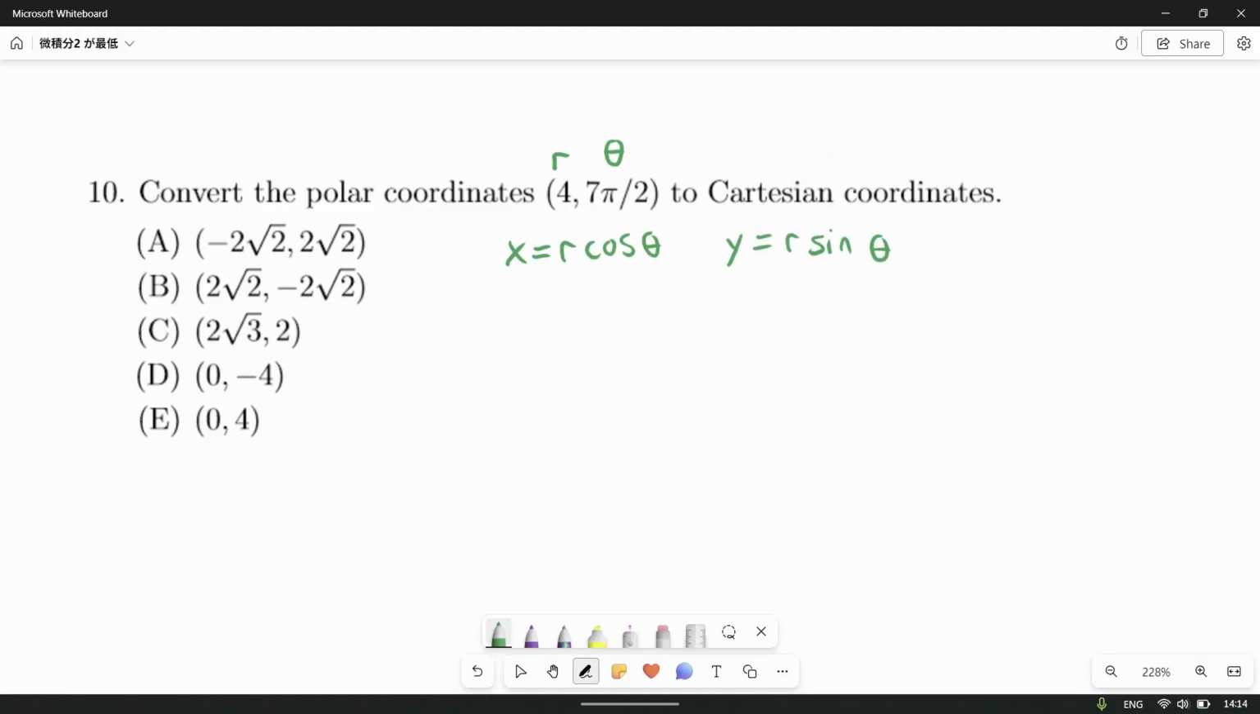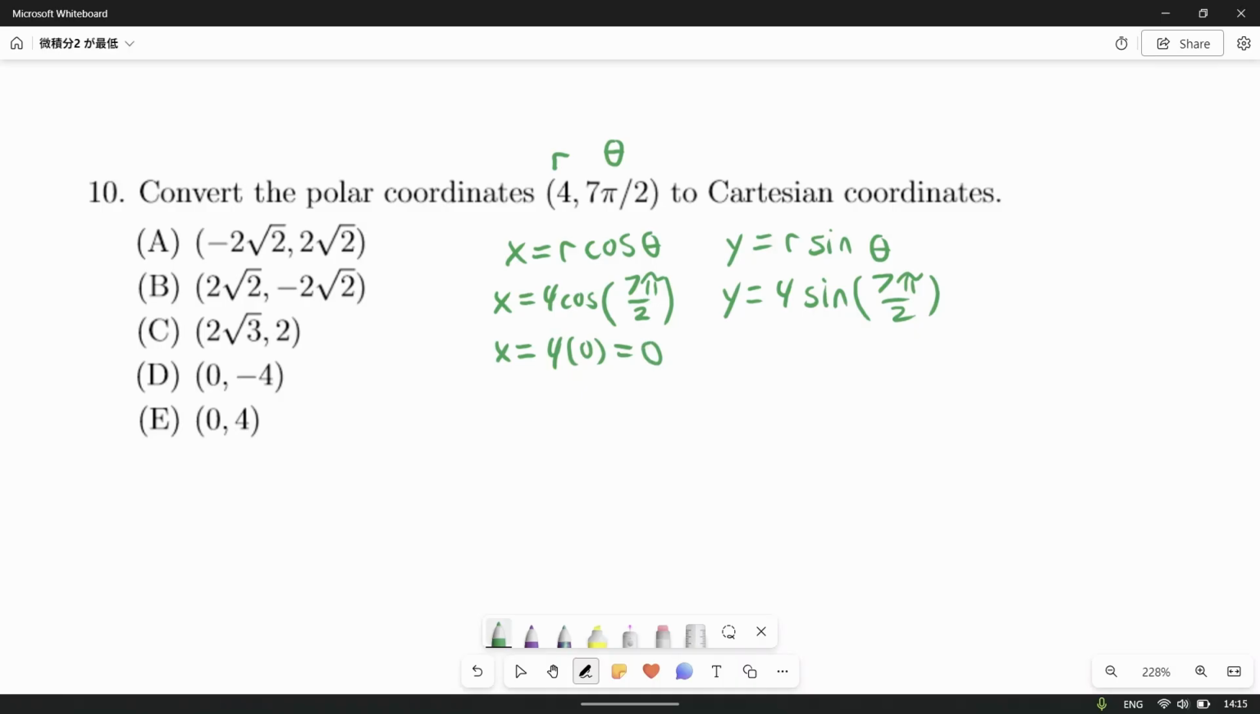Then you just plug in the numbers given to us, and you'll end up with an x and y, and then you can pick an answer. Starting with x, x would be equal to 4 cosine of 7 pi over 2, and y would be equal to 4 sine of 7 pi over 2. In this case, theta is a multiple of pi over 2, and cosine of any multiple of pi over 2 is just going to be 0. So x is 4 times 0, which equals 0.